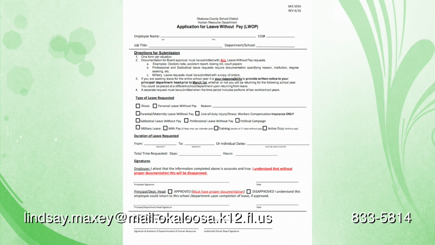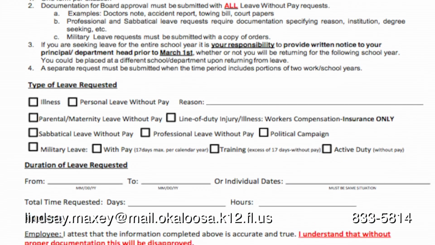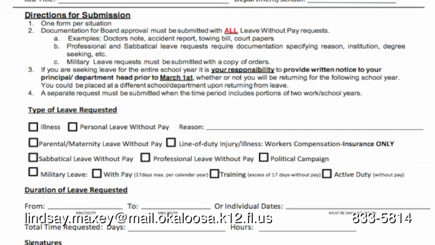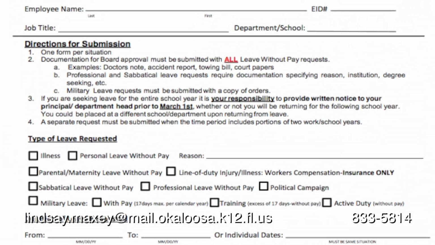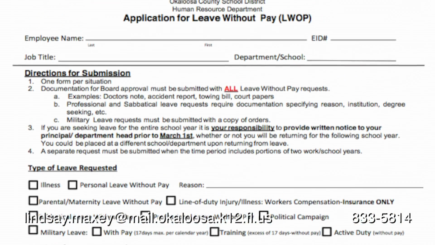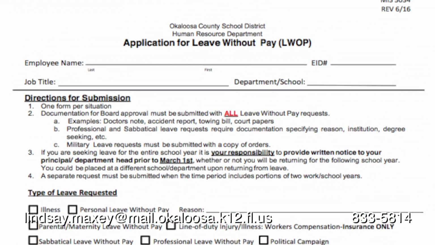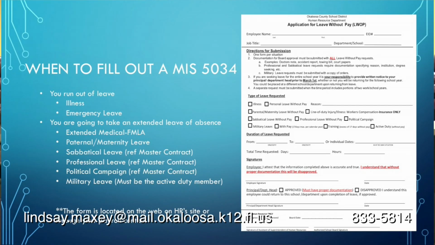Alright, let's get started. This first slide shows a screenshot of the form that is used in a leave without pay situation. This form is extremely important and should always be completed when any leave without pay is taken, from an hour or a half day to even the whole year. It is MIS Form 5034 and can be found either on the website or with your payroll contact.